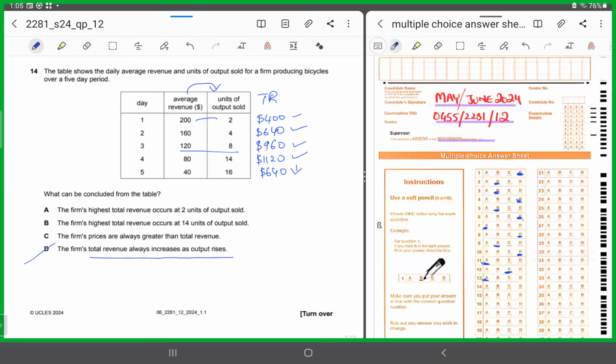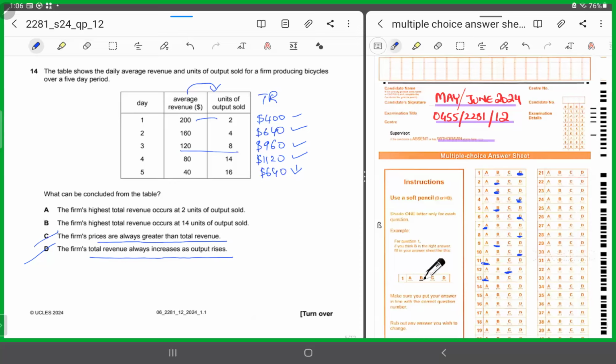C says the firm's prices are always greater than the total revenue. We do not know about the price of the bicycle. The table gives us no information, so you can chop C off. Now we are left with only A and B.